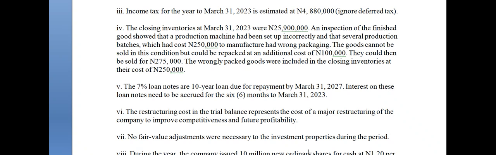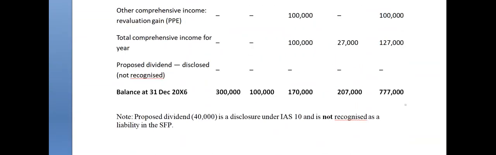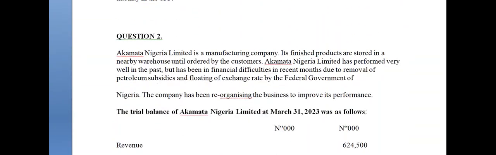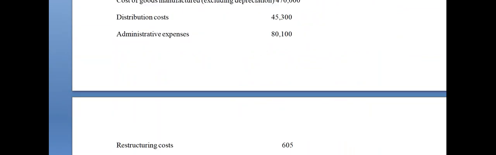Now let's go to this. I want to check something from the question. Now, if you check this, after the revenue, they said cost of goods manufactured. They did not say cost of sales. They said cost of goods manufactured, excluding depreciation. So please take note of this. Very, very important.